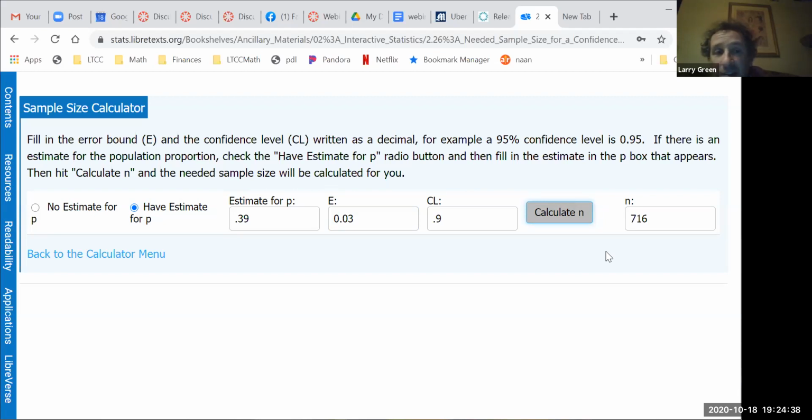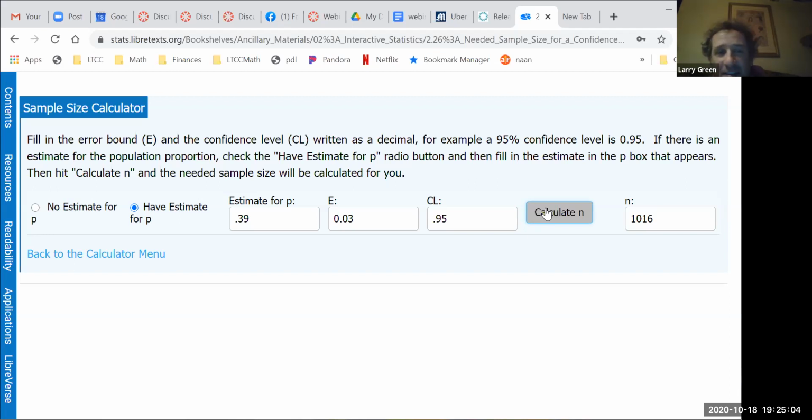Okay, and it's 716. By the way, if you wanted a 95%, then it's a little over 1,000. So it makes a difference. If you want a higher confidence level, you need to survey more people, if you want to have a strict margin of error of 0.03.